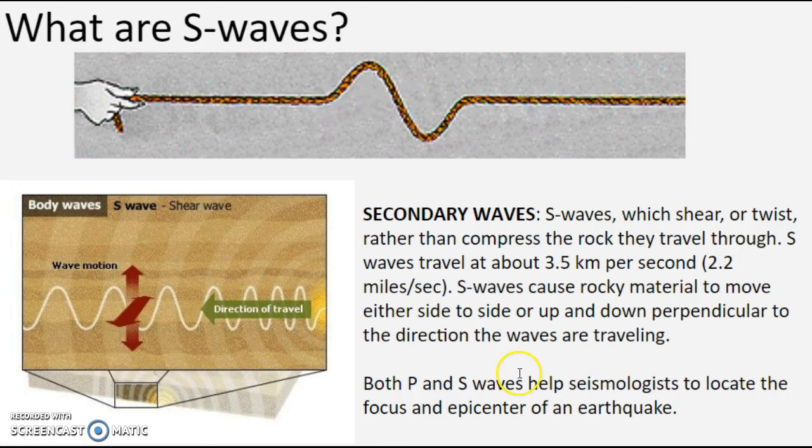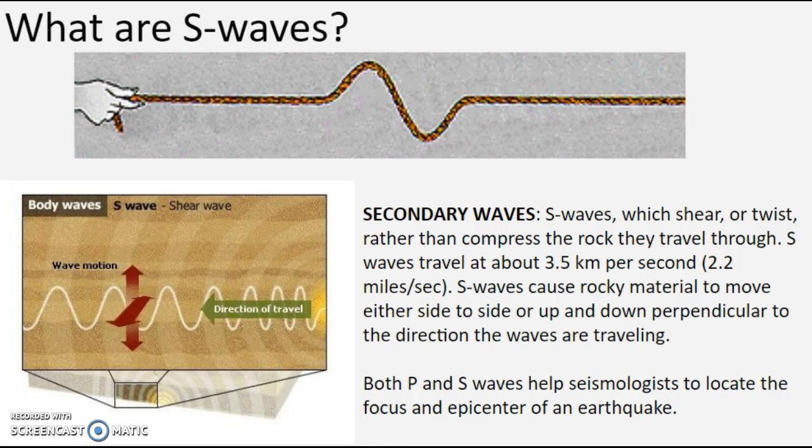So both primary and secondary, P and S waves, help seismologists to locate the focus and the epicenter of an earthquake. So once again, let's look at this S wave, kind of the wave properties. If the wave is traveling from right to left, it can move either up and down, which is still perpendicular, or it can move kind of to and fro. But either way, the particle motion is perpendicular to the direction in which the wave is traveling.